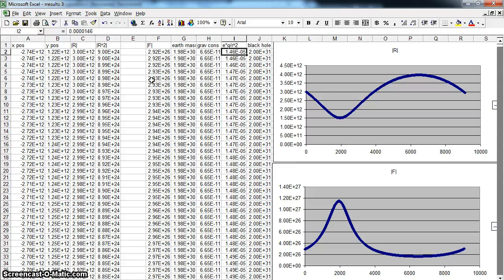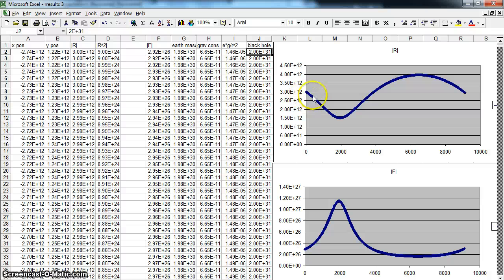Then, since I was using Excel, to solve for Newton's law of universal gravitation, I had to multiply the sun's mass times the gravitational constant and then divide it by the magnitude of the distance squared. This is just that value, and then this is divided by the force, the magnitude of the force, and that will give you 2 times 10 to the 31st, which is the mass of the black hole.